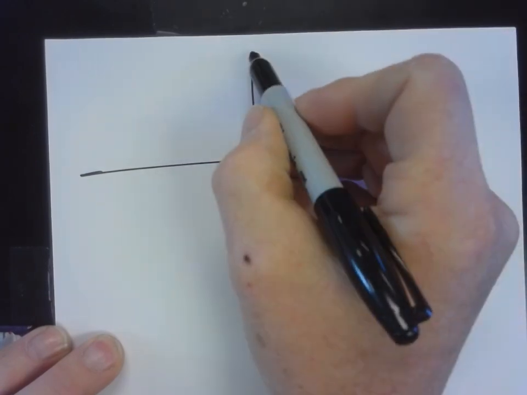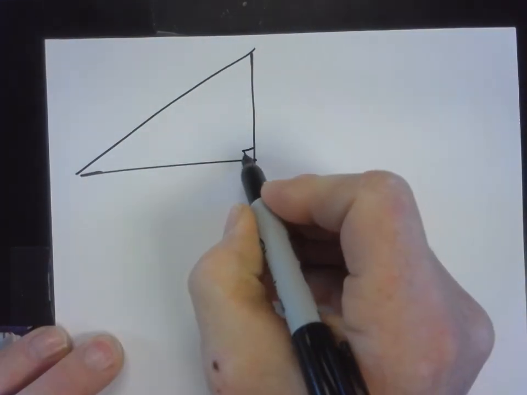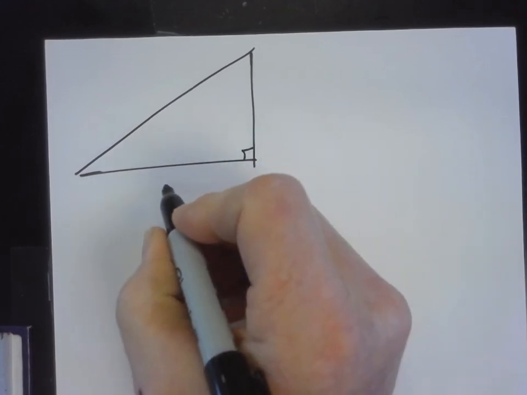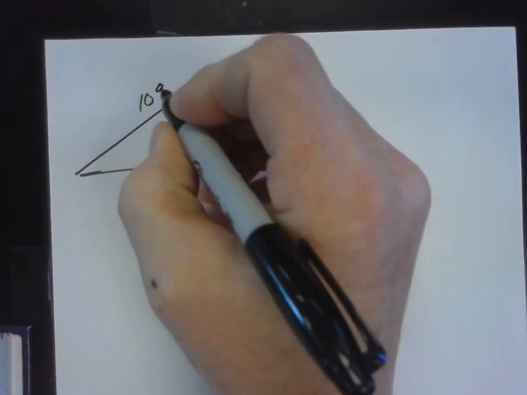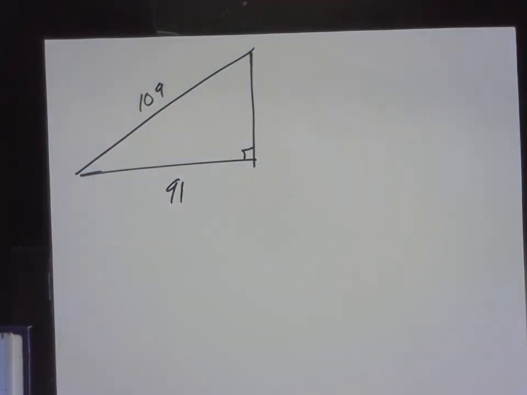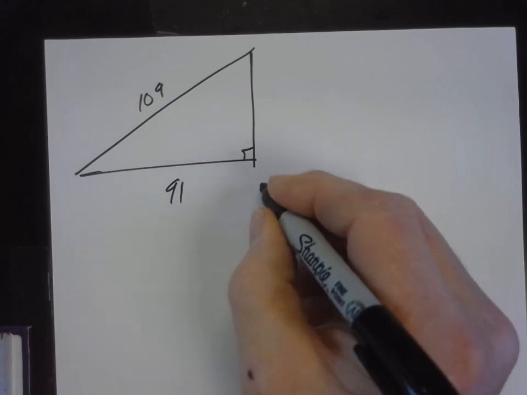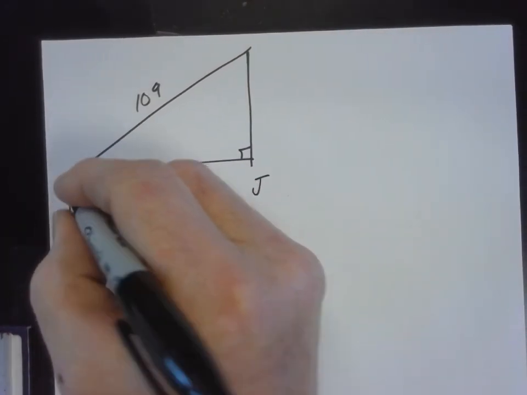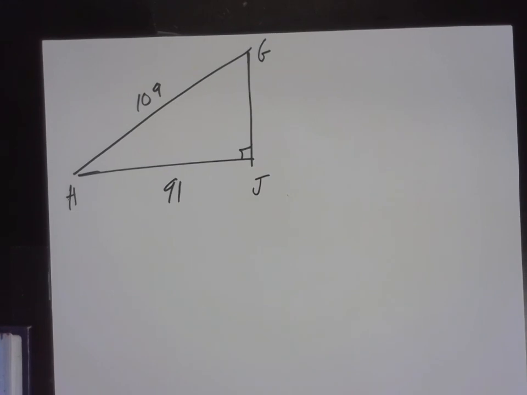So here, I want you guys to practice up on one. Let's say the hypotenuse is 109. That's a right angle. This is 91. We'll call this one J, H, G. Okay, so can you solve this right triangle for me? Find all the missing sides, find all the missing angles.